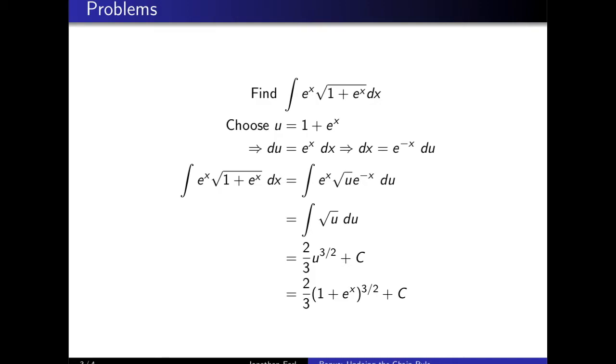Okay, so then from our power rule, we'll get that our antiderivative for this expression will be 2/3 u to the 3/2 plus an arbitrary constant c, and then we'll go and reinsert our expression u equals 1 plus e to the x. So we wind up with a final answer of 2/3 times 1 plus e to the x, raised to the 3/2 plus our arbitrary constant c.